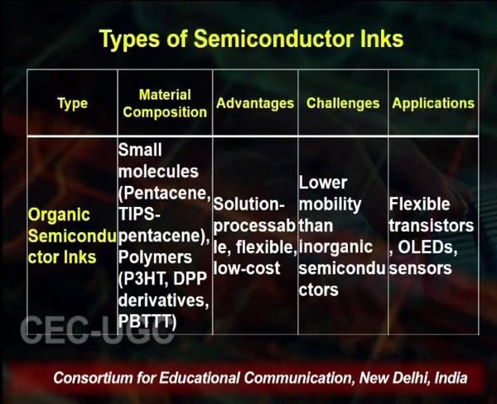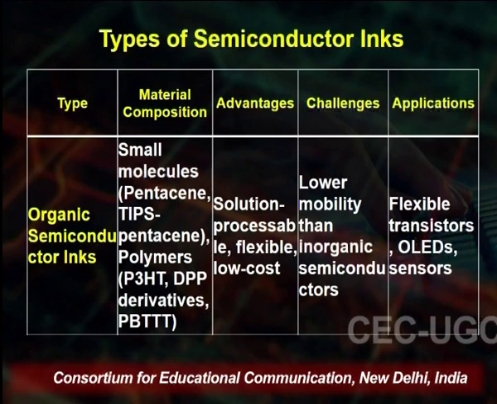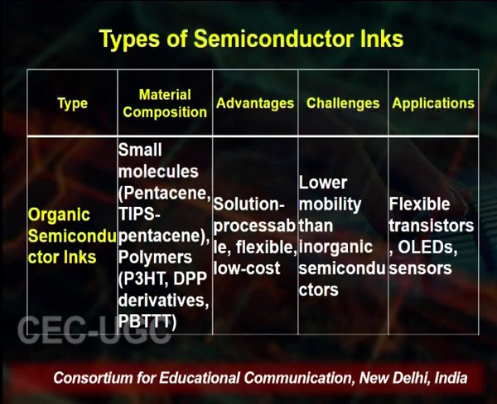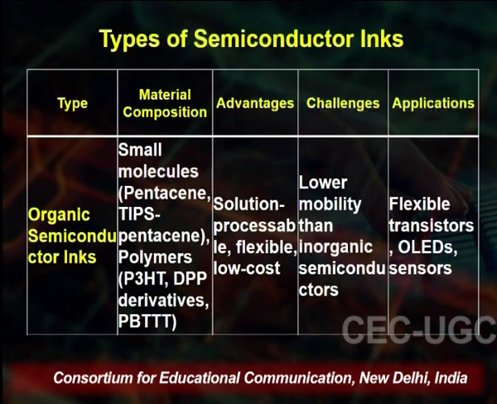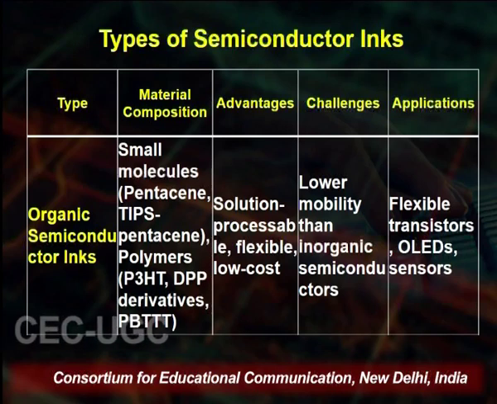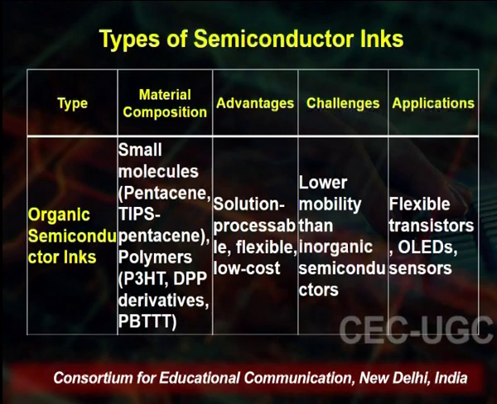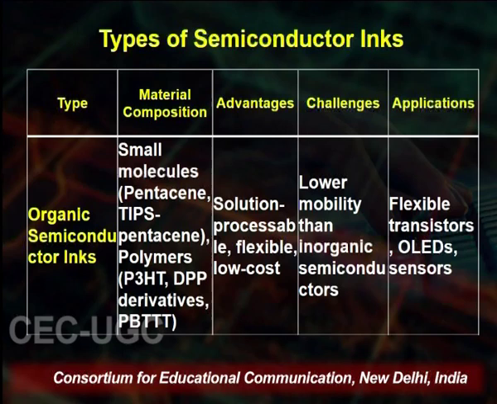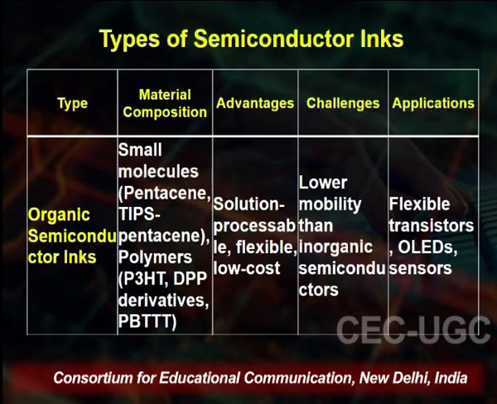So now again we discuss the types of semiconductor ink. The organic semiconductor ink has a material composition of small molecules and also polymers. Advantages: it is solution processable, flexible and low cost. The challenge is that it has lower mobility than inorganic semiconductor ink. Application, as we discussed: it is used in flexible transistors, OLEDs and sensors.